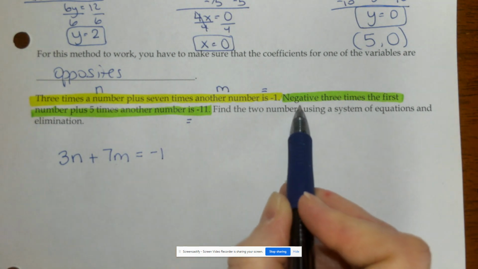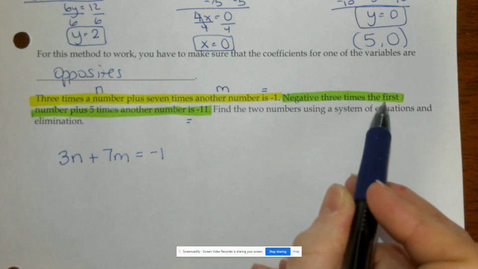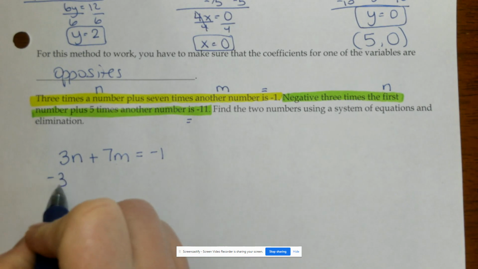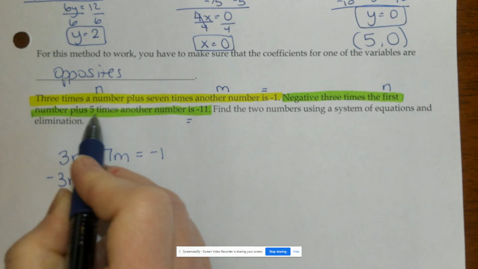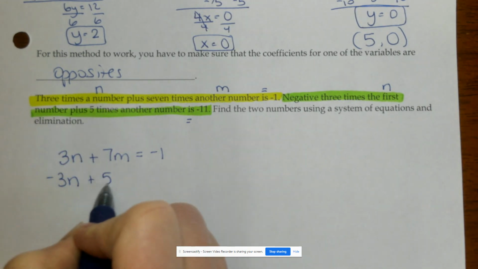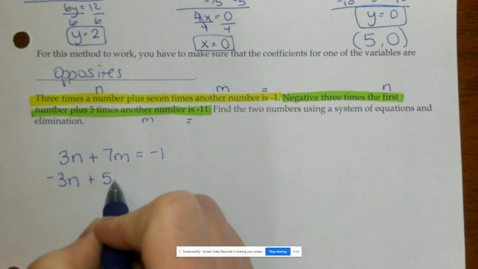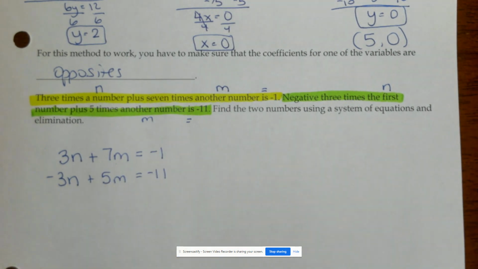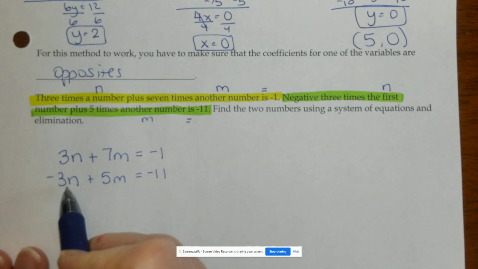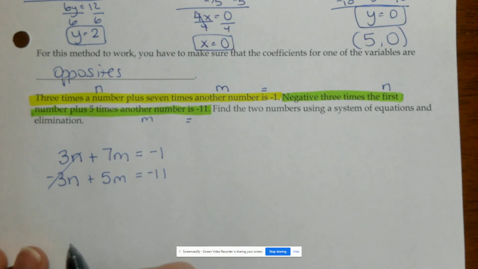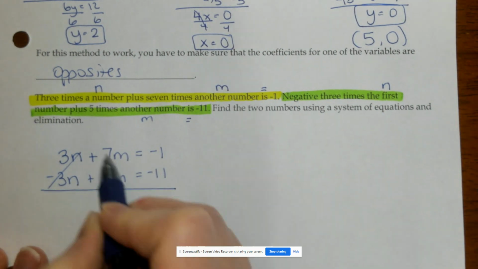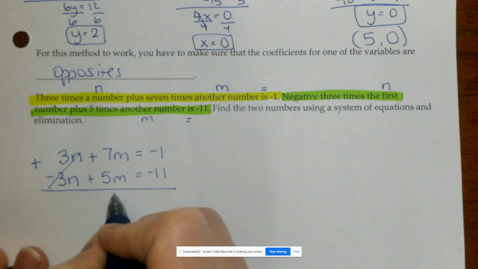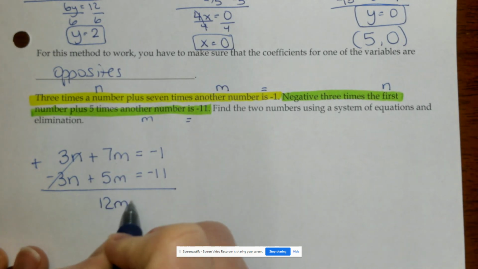The second equation from the second sentence: -3 times the first number. The first number I was using n, so -3n, plus 5 times another number, m, is or equals -11. So I can very quickly tell that the 3n and the -3n are going to be my elimination, the part that cancels. Now when I add these two equations together, 7m and 5m are going to be 12m.